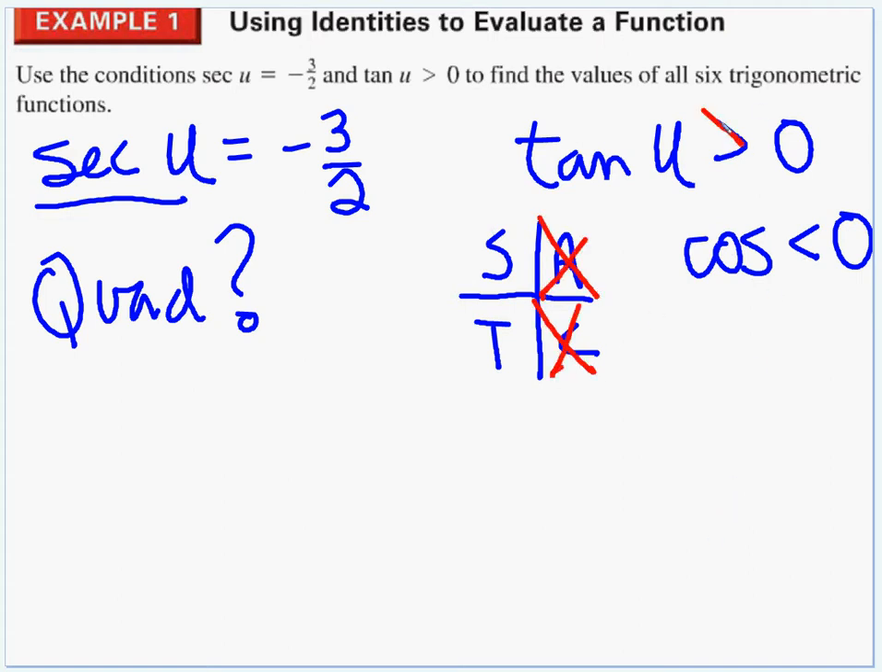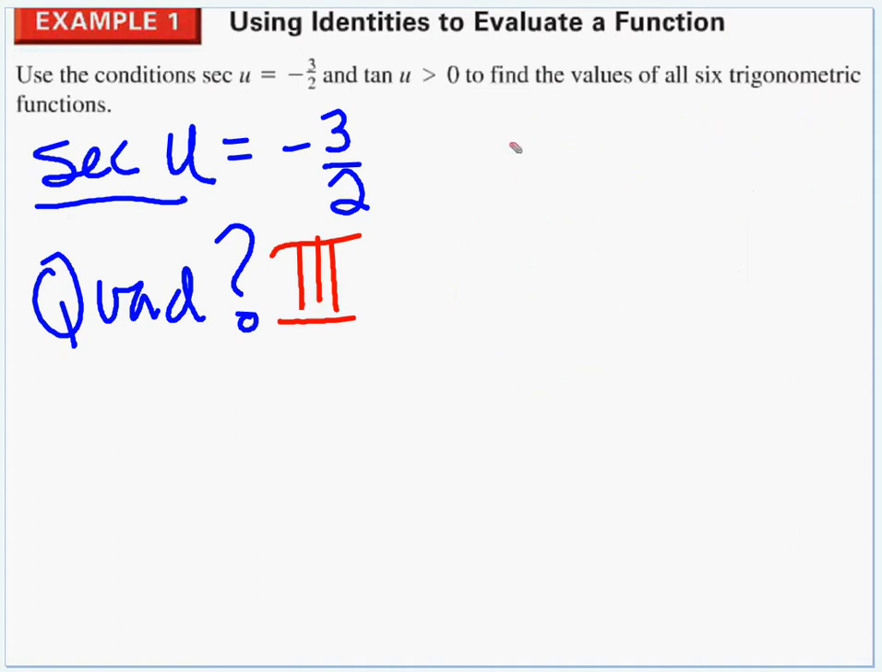It says here also that tan is positive. Well, remember, tan's positive in quadrant 3, but it's not positive in quadrant 2. So using those two pieces of info, we have figured out that we are in quadrant number 3. All right, that might come in handy later. Now it wants us to find the value of all 6 trig functions. So I'm just going to make a little list over here.